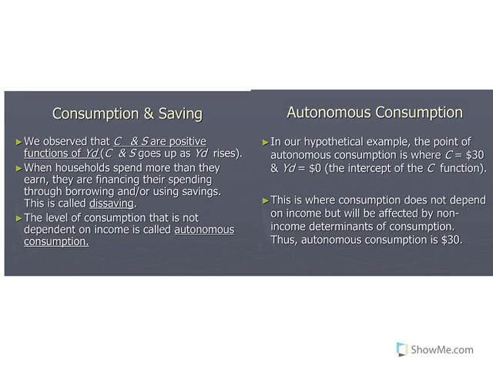Now, as I stated before, consumption and saving are positive functions of disposable income. That's why we have positive slopes when we graph them. So the more money you make, the more money you spend, the more money you save. And then, of course, when households spend more than they earn, you have to go into a state of dissaving. So in our previous example, at any income levels that were less than $100, we were in a state of dissaving.